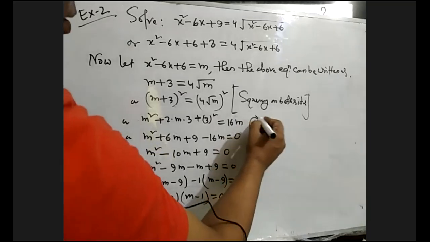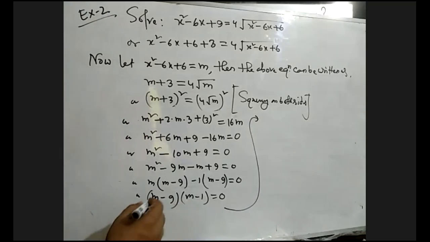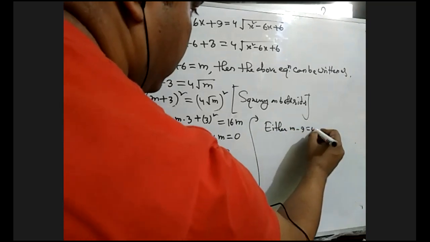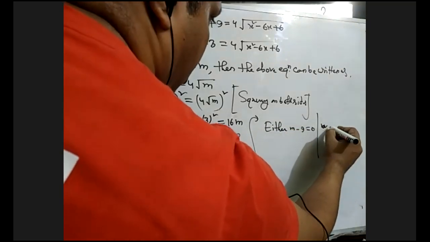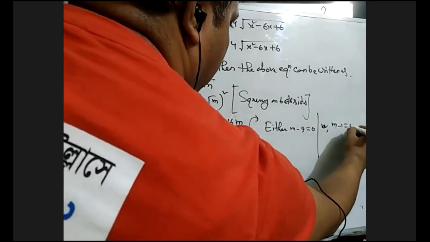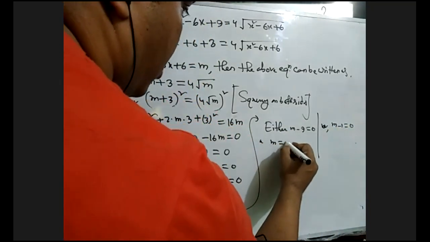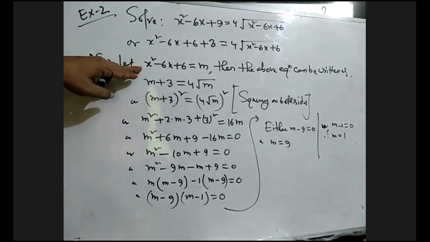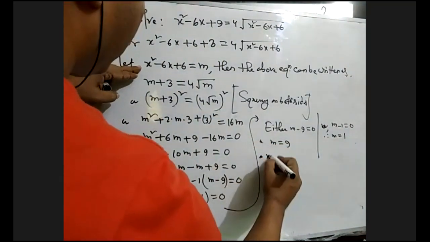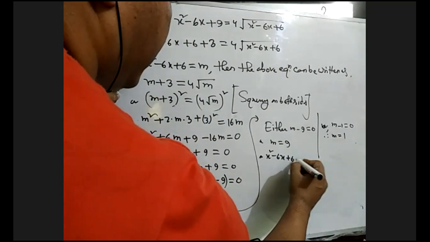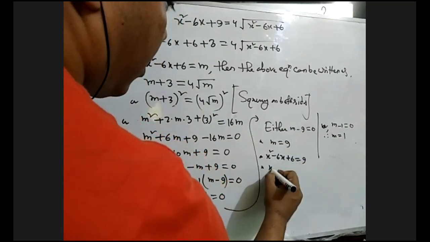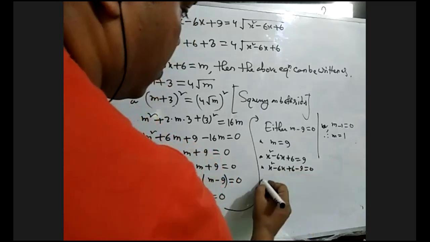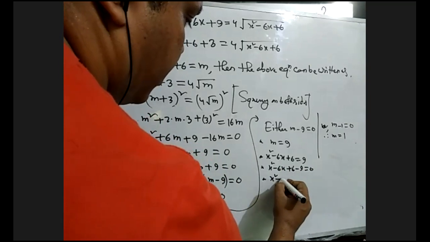So from this we can write either m minus 9 equals 0 or m minus 1 equals 0. Therefore, m equals 9, and here m equals 1. Again, we must know that m equals x square minus 6x plus 6. So x square minus 6x plus 6 equals 9, or x square minus 6x plus 6 minus 9 equals 0 after putting the value of m.